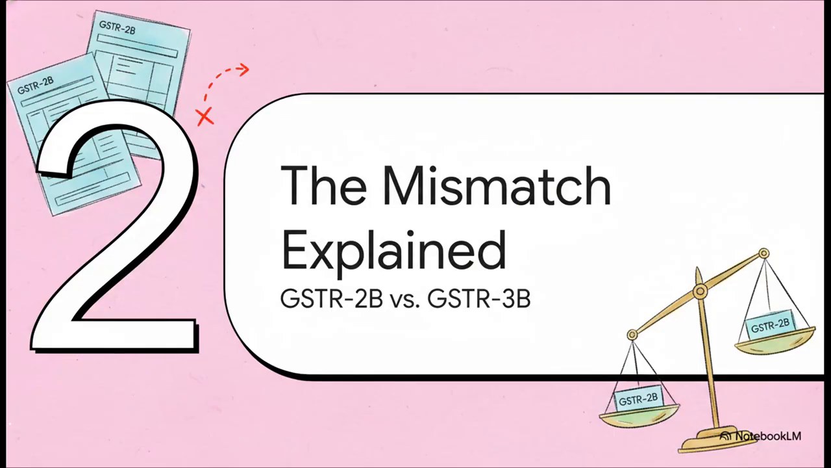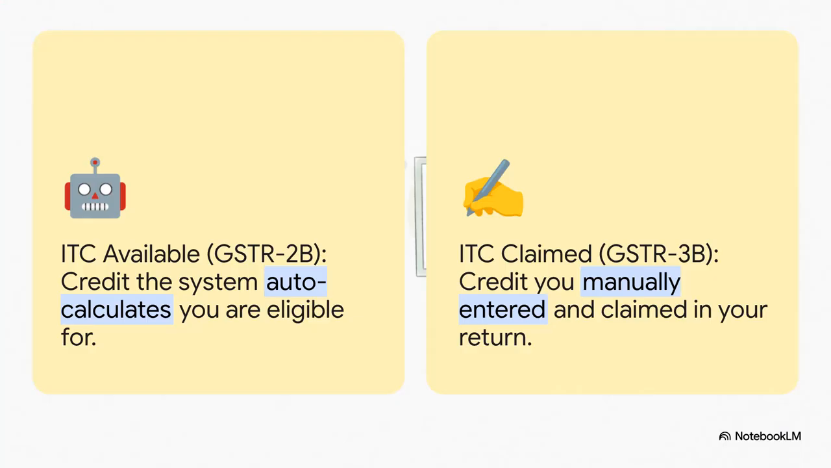All right, to really understand this notice, you have to understand the mismatch that triggers it in the first place. It all boils down to a showdown between two key forms, your GSTR-2B and your GSTR-3B. On one side, you've got your GSTR-2B. This is an auto-generated statement. It's what the system calculates you're eligible to claim. Then on the other side, you've got your GSTR-3B. This is where you manually enter the ITC you're actually claiming. The problem, as you can guess, starts when these two numbers are way out of sync.